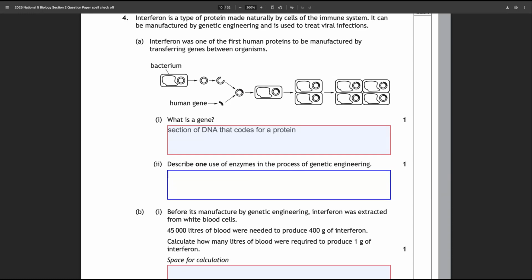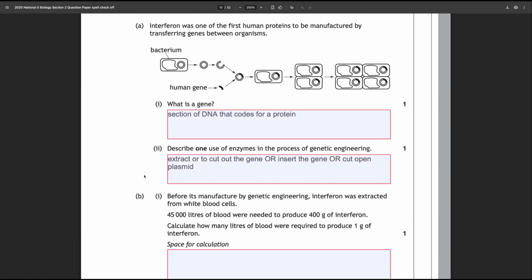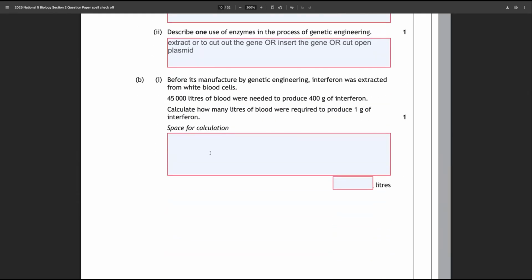Part 2, describe one of the uses of enzymes in the process of genetic engineering. So enzymes can be used to either extract or, you could say, cut out the gene, or you could say it's used to insert the gene, okay? Or it's sometimes used to cut open the bacterial plasmid. Okay, and you don't need to know the technical ins and outs of that, but basically by using the same enzyme, you're more likely to be able to stick the gene into the plasmid. It will have complementary bases there, but you don't need to know all that at National 5. Okay, so that's one of the uses of enzymes, anything from that list there.